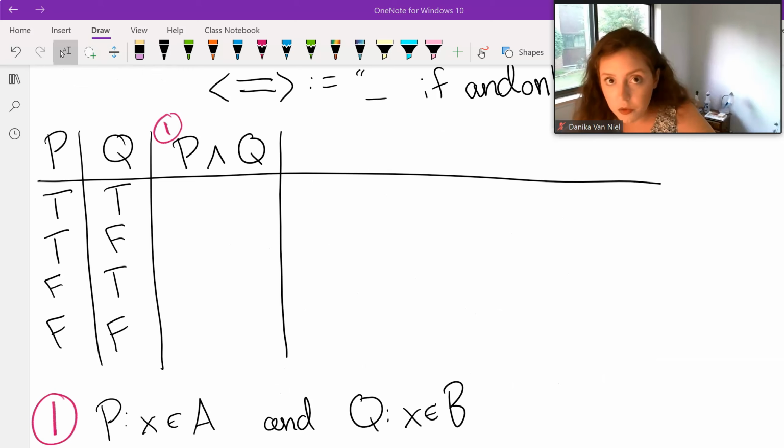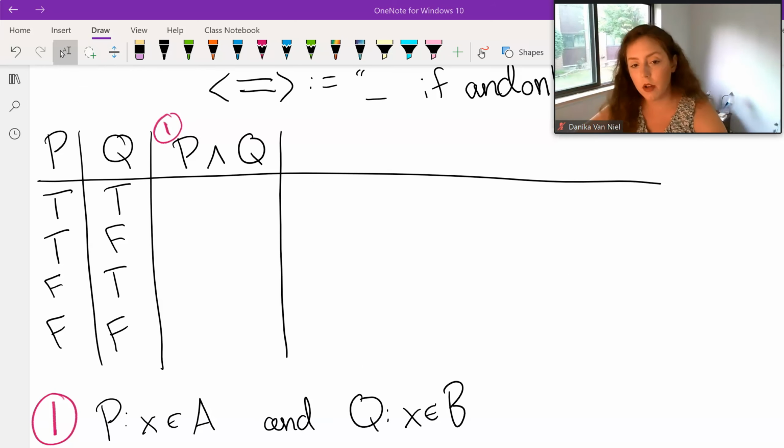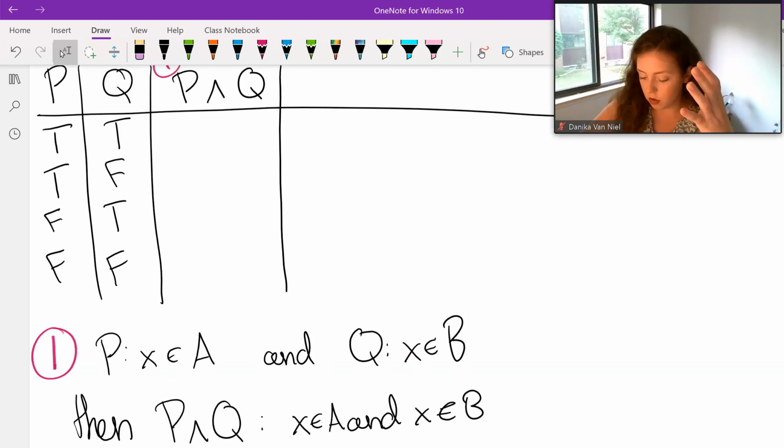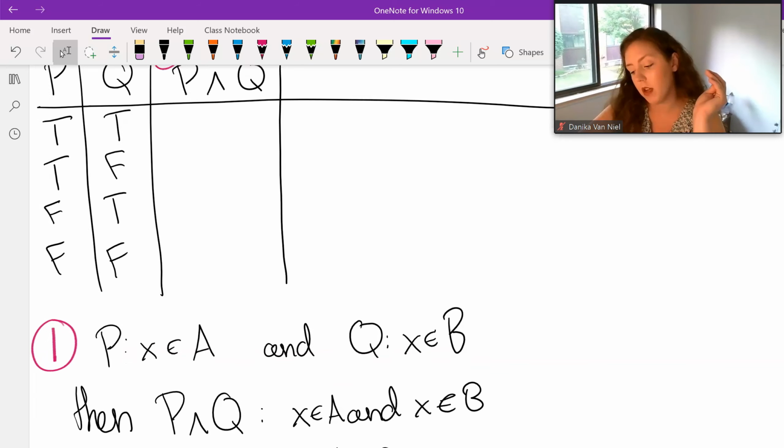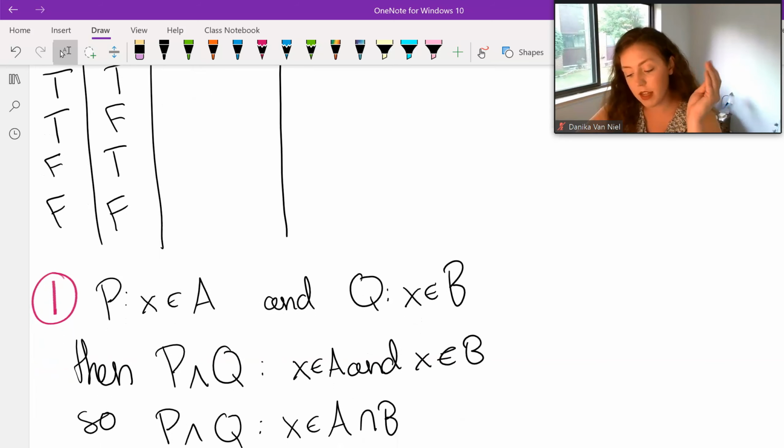I got us started with P and Q. Now let's talk about P and Q. I think the best way for me to show this to you is by talking about examples throughout. So my example for this P and Q is, let's say P is a statement that X is in A, and Q is a statement that X is in B. So P and Q would then mean that X is in A and X is in B, which in turn means that X is in the intersection of A and B.